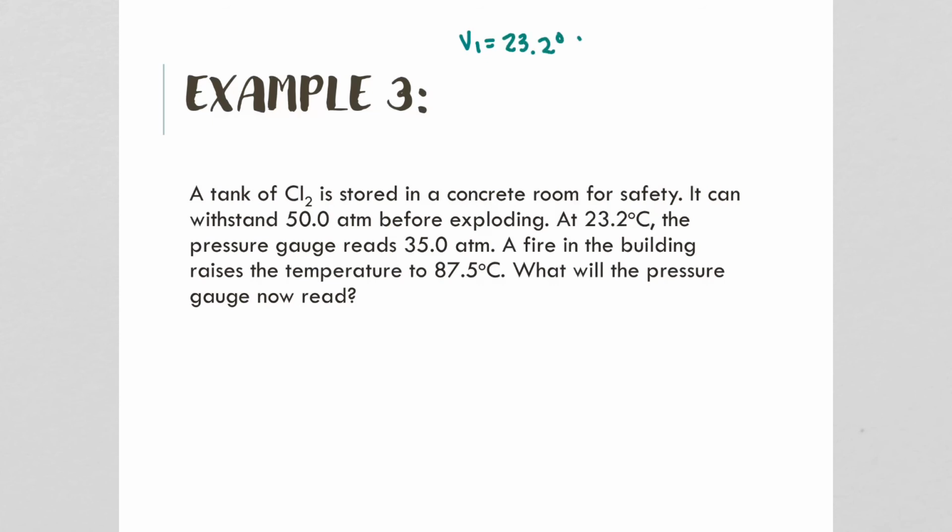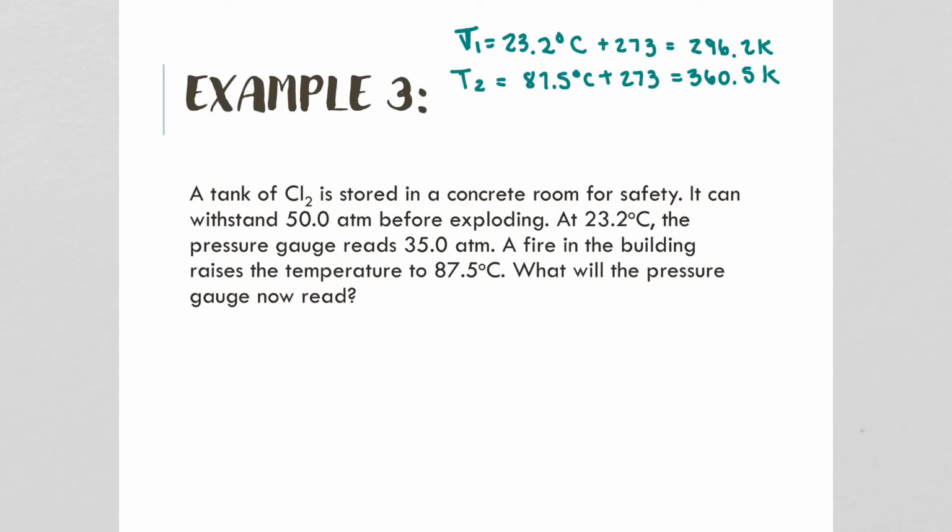23.2 degrees Celsius. We need to add 273 to make it Kelvin. So that's 296.2 Kelvin. And that's temperature, not volume. Our second temperature is 87.5 degrees plus 273. That's 360.5 Kelvin.